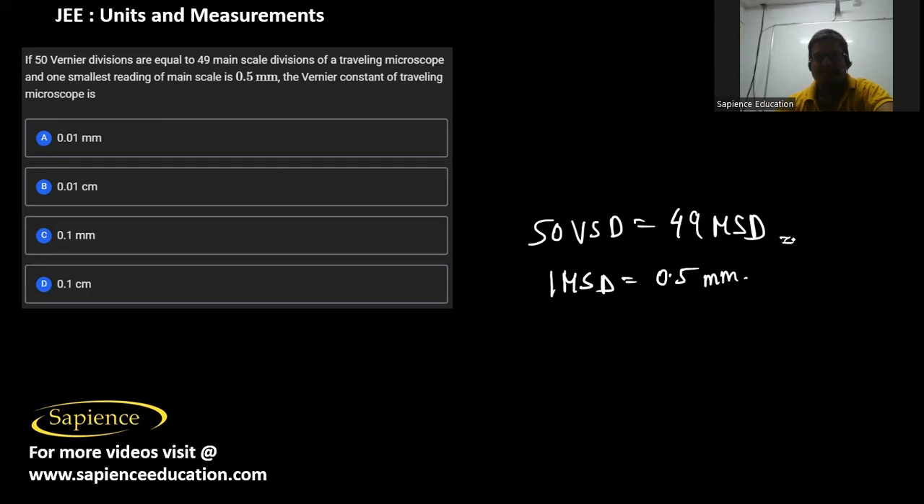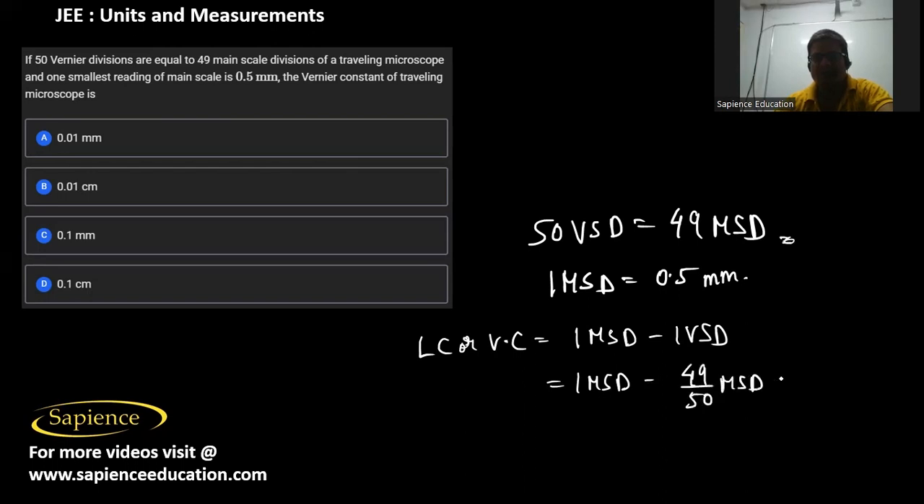Therefore the least count, or the vernier constant, is given as one main scale division minus one vernier scale division. So one main scale division minus one vernier scale division will be 49 by 50 times one main scale division subtracted, so that is equal to 1 by 50 times one main scale division. So that will be 1 by 50 into 0.5 millimeter, which will be equal to 0.01 millimeter. So option A is the correct answer.